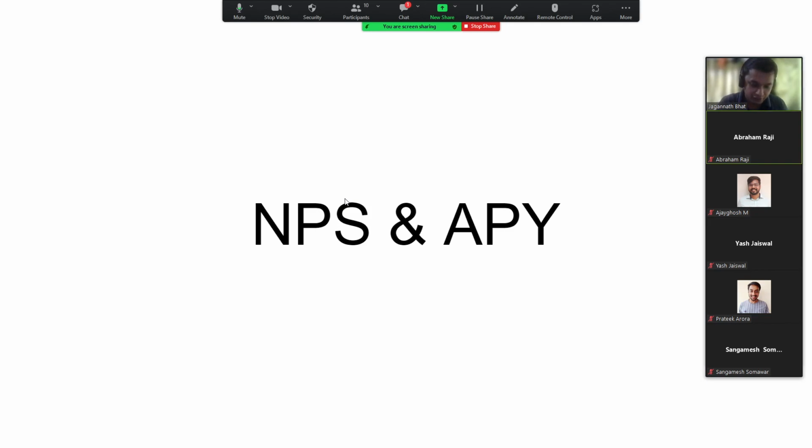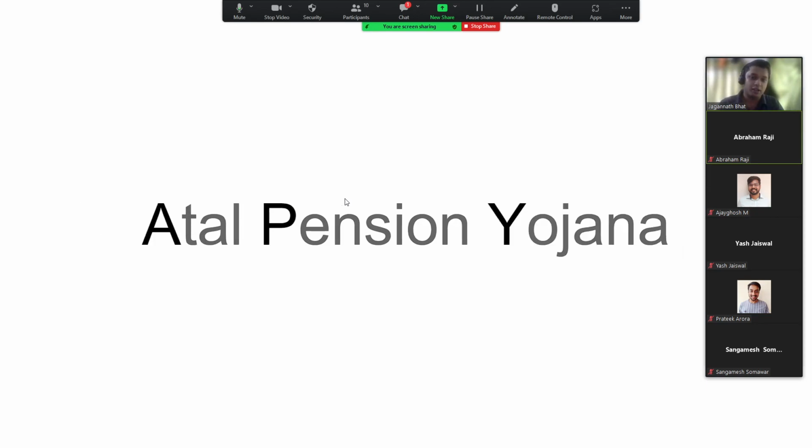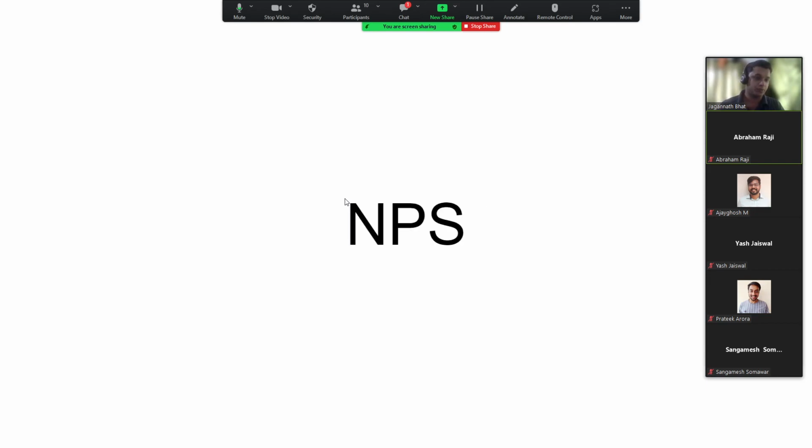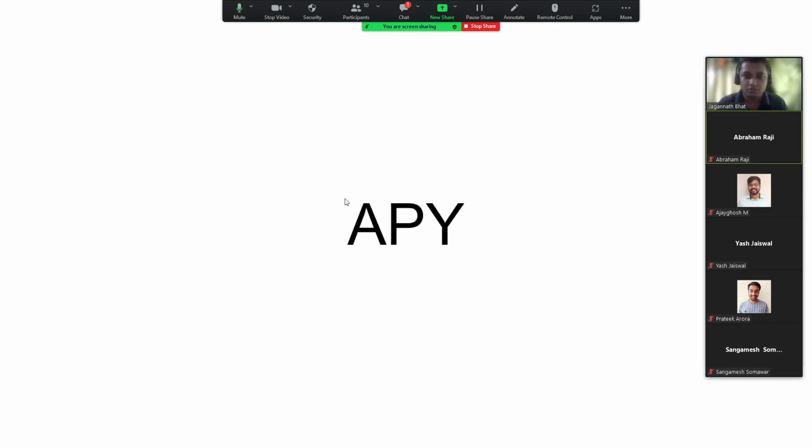Now, another investment instrument that I left for last is NPS and APY. NPS stands for National Pension System and APY stands for Atal Pension Yojana. They're both pension schemes that were started by the government. Since this is run by the government, they are relatively safer, but I do not recommend them.